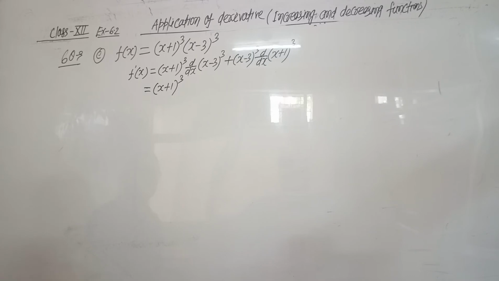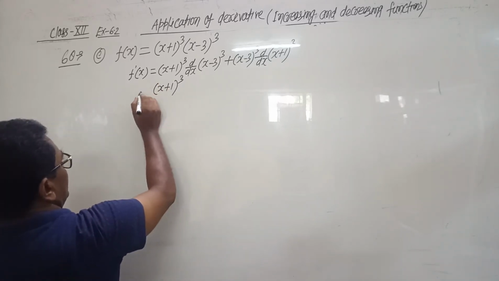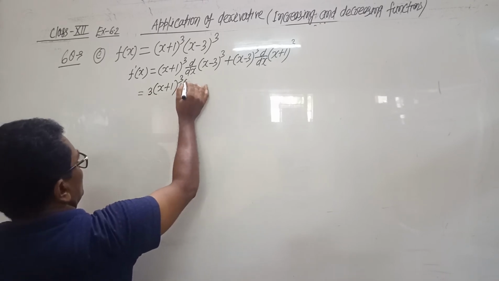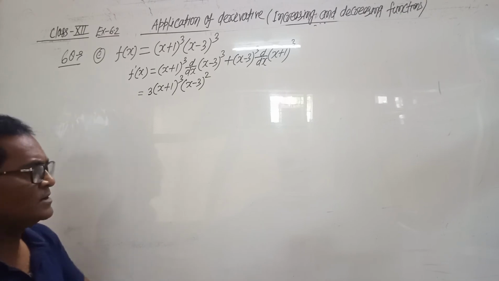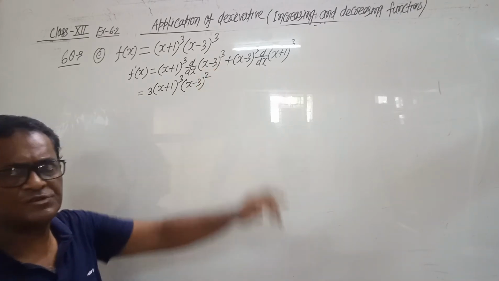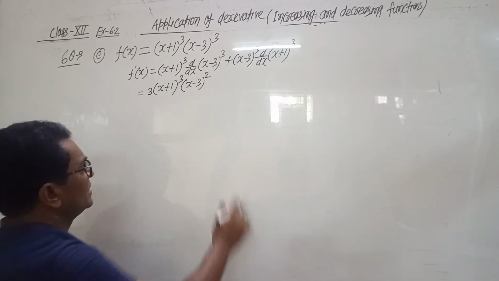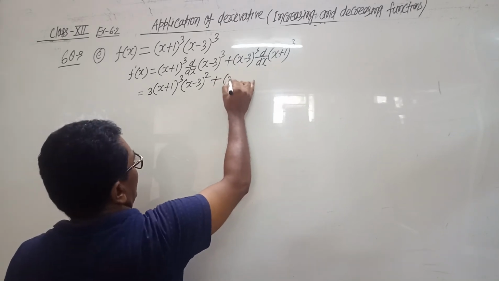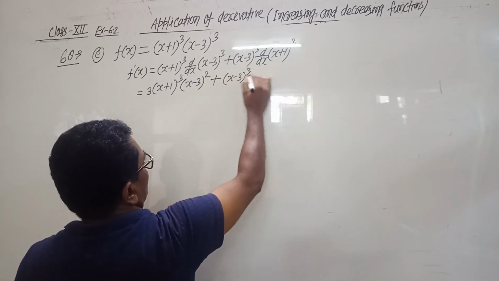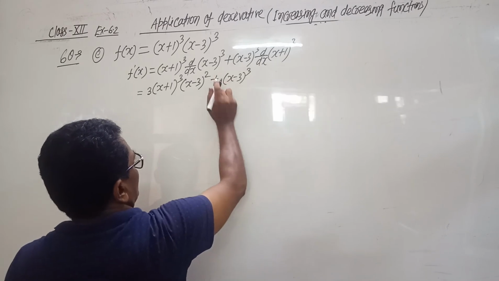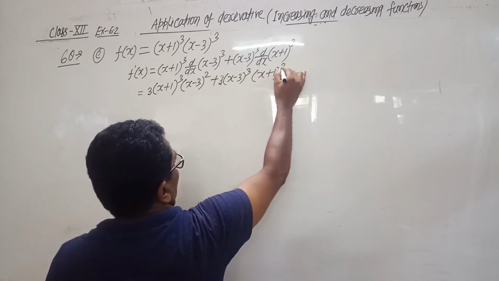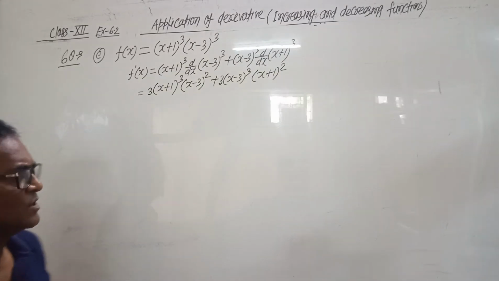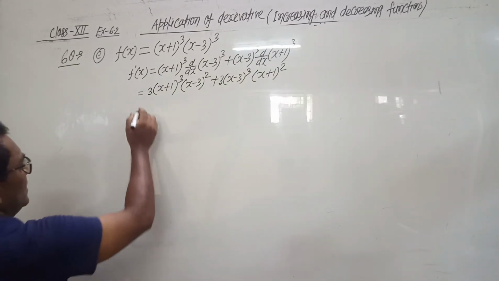So x plus 1 the whole cube and differentiation of x minus 3 the whole cube. This will be differentiated in the form x raised to the power n. So it gives n into x raised to the power n minus 1, so 3 times x minus 3 the whole square, and differentiation of x minus 3 is 1, plus x minus 3 the whole cube, differentiation of x plus 1 the whole cube, 3 into x plus 1 the whole square, and differentiation of x plus 1 is 1.